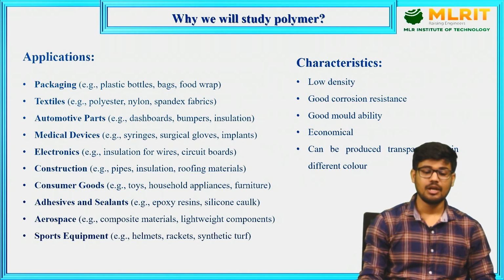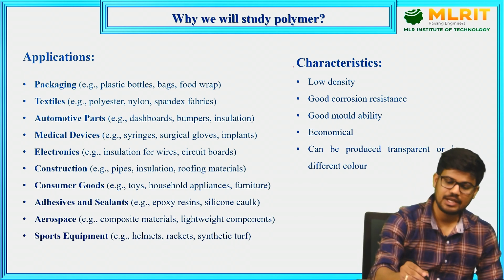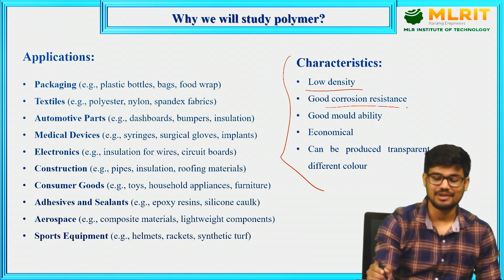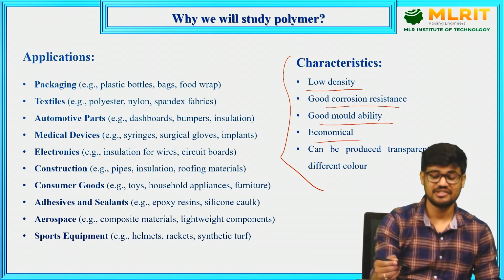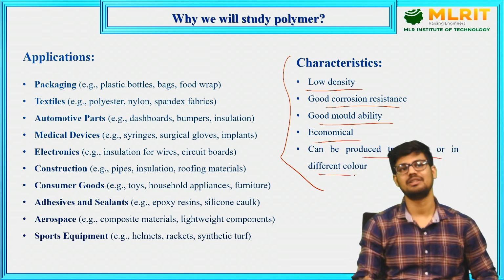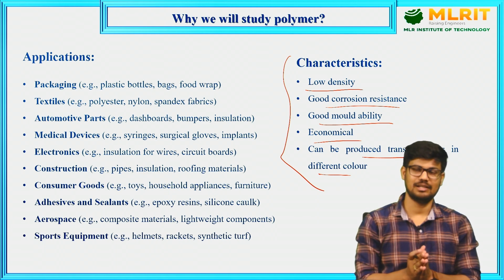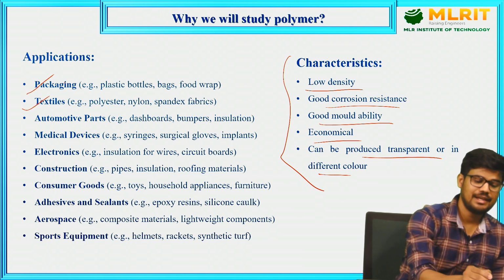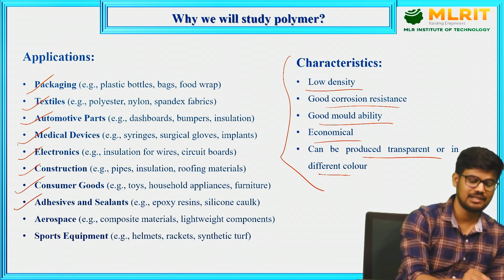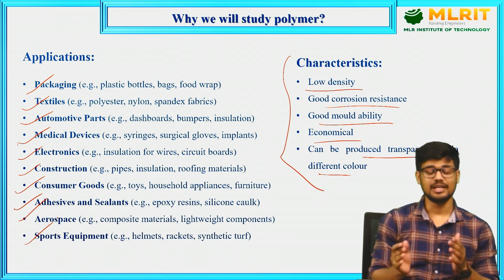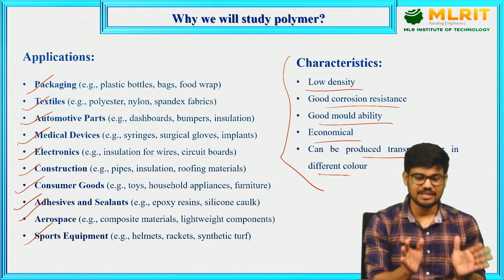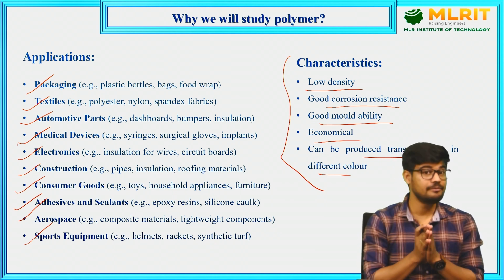So now the question is, why will we study polymers? If you look at the characteristics of polymer: low density, good corrosion resistance, good moldability, economical means cheaper, can be produced transparent and with different colors. So it basically means we can replace metal in different areas. That's why, because of these characteristic properties, in packaging, textile, automotive parts, medical devices, electronics, construction, consumer goods, adhesives and sealants, aerospace, sports equipment, everywhere we are using polymers. Basically we are replacing metal with polymers. So why will we study polymer? It has lots of applications, so that's why every engineer should learn this.